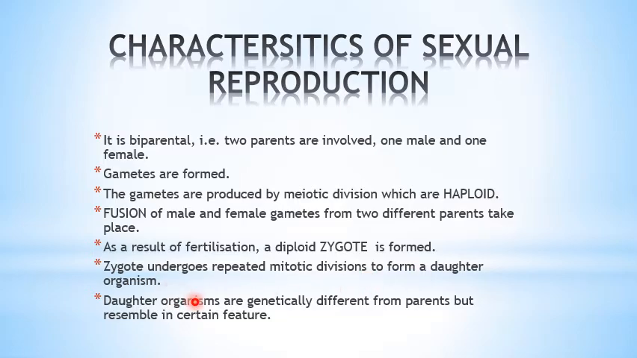Daughter organisms are genetically different from the parents but resemble them in certain features. Means in sexual reproduction the daughter organism is similar to the parent but not a carbon copy of the parent. They show some variations. For example, we all are human beings. We all are the same because we have the same position of our eyes, ears and nose. But still we can be distinguished from one another. Because of that variation, we are different, but still we have a resemblance of certain features. That's why we belong to the same species.